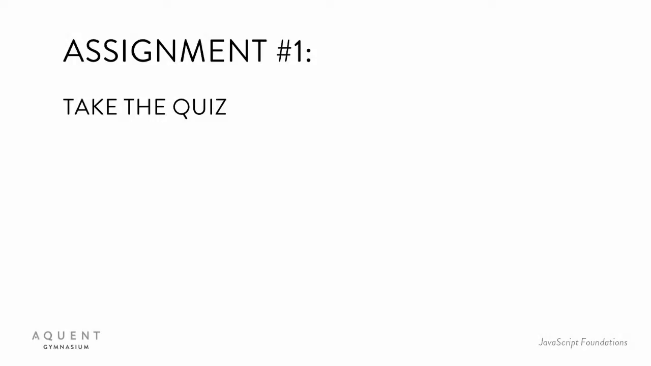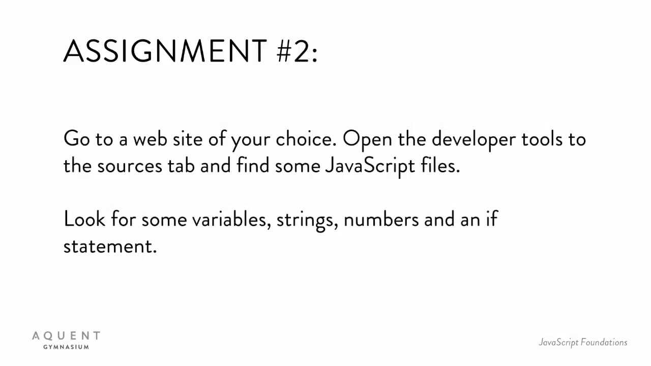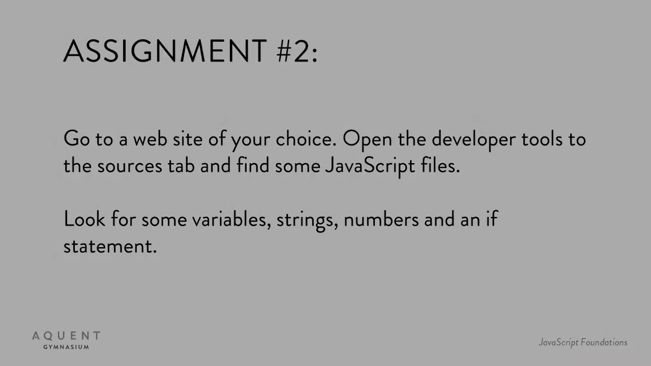But before moving on, you have a few assignments to do. Assignment 1 is the quiz that you'll find on the page for this lesson. There will be a quiz for each lesson. This will help you see how well you understood the lesson and maybe point out some areas to go over again. Assignment 2. Go to a website of your choice, open the Developer Tools to the Sources tab, and find some JavaScript files. Look for some variables, strings, numbers, and an if statement. Don't worry if you don't understand what the code is doing, just try to see what you can recognize.